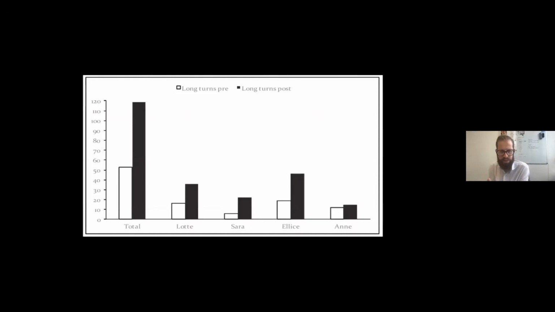In these video observations, we noticed, especially in the post observation, that children were having more long turns, and these were turns of 13 or more words. So this indicates that teachers gave them more space to talk. And combined with the next result, we see also that the language the children are using in the conversations is more complex.